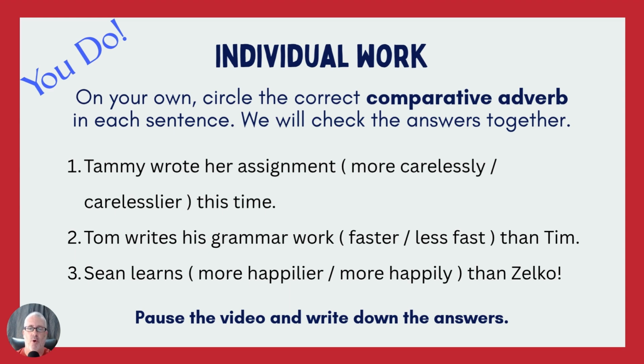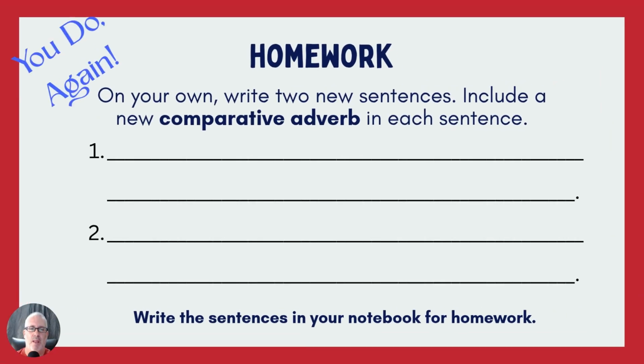Tom writes his grammar homework faster, less fast than Tim. Well, can we have less fast? No, fast is one syllable, so it must be faster. Sean learns more happier or more happily than Zelko. Well, we know we can't have more and er together because that would be comparing it twice. So, more happily, that's the one.